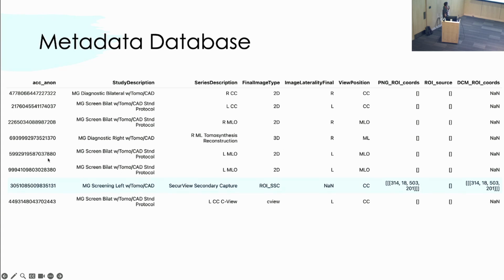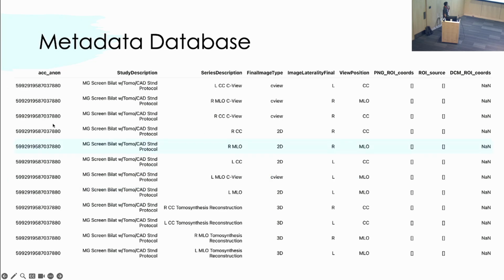So let's say I have this exam ending in 880, a screening bilateral exam. I want to see all the images for that. Then I will take my metadata table, and I will filter it by that accession. So here are all of the files for this accession number. You can see here for 2D, I've got my right CC, right MLO, left CC, and left MLO. I've got my 4 C view images, again, which we'll talk about, and I've got my 4 3D images. So if you find a finding in MagView, you grab this accession number, come to the metadata table, you punch in that accession number, and you get all the images for that accession.